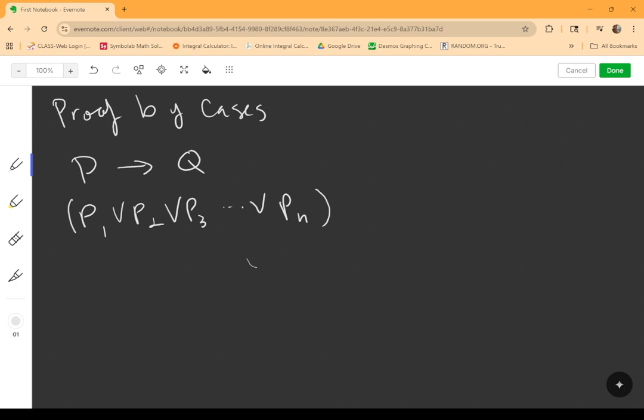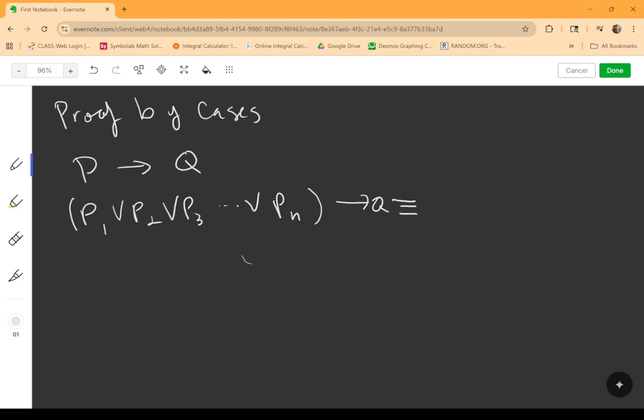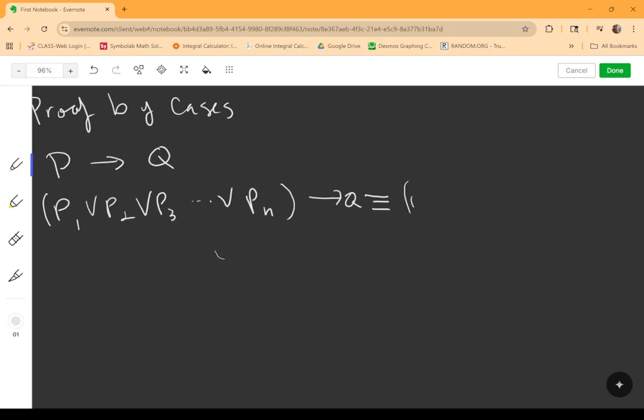So there are n cases, a finite number of cases, for our hypothesis statement, and each one of those implies Q, right? In other words, it's logically equivalent to say if I have P1, then that goes to Q, and P2 goes to Q, etc., all the way to P sub n goes to Q. So each one of those cases leads to the conclusion, right?